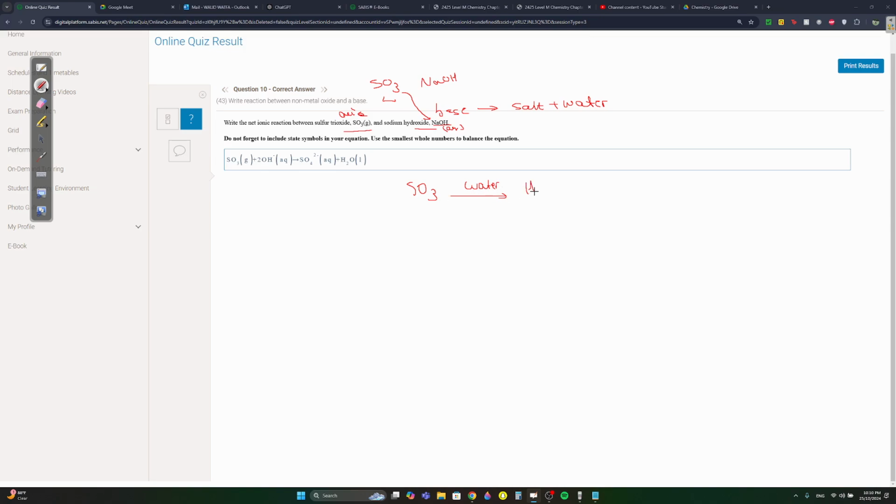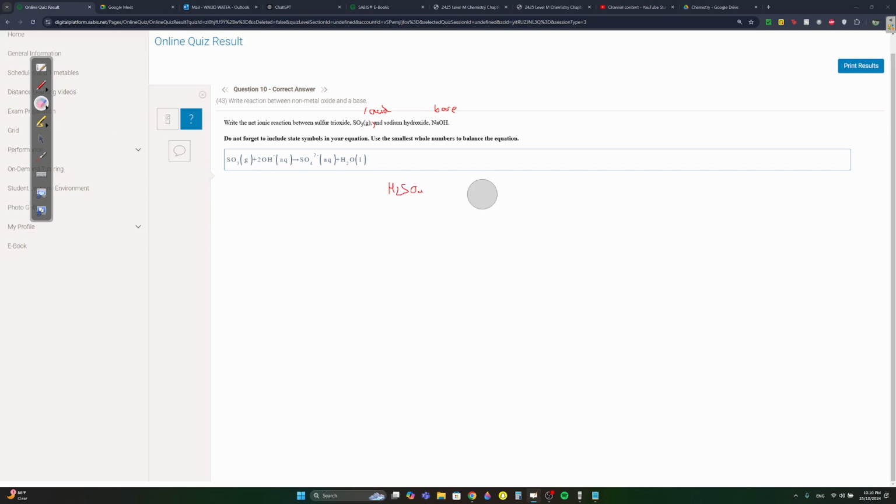And when you do that, you get H2SO4. Okay? So the acid you're going to use is H2SO4. So, I don't confuse you guys: anytime you're reacting SO3 or any acidic oxide, any acid with a base, you're not allowed to use it as SO3. You have to dissolve it in water. Think about what happens when you dissolve it in water: you get H2SO4.